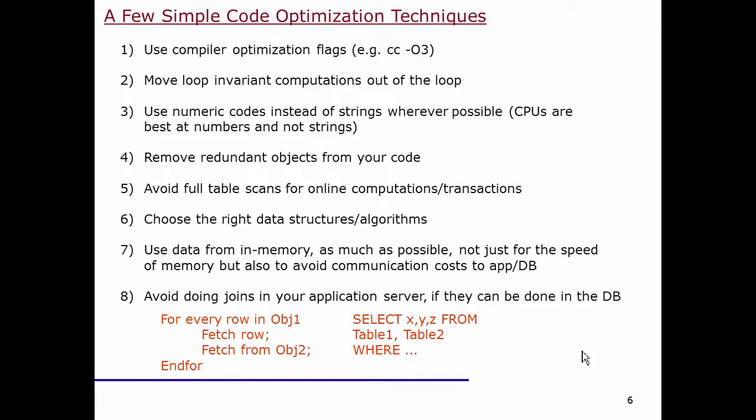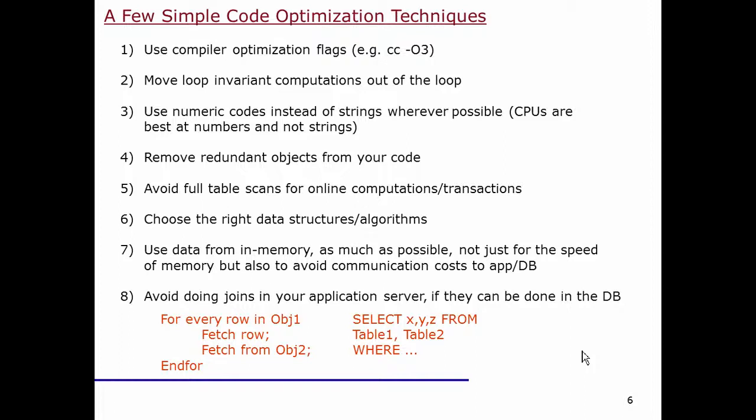The point number 8 is quite important as well, that there is a tendency in object-oriented systems to do a lot of joins on the application server. So if you take the sample code on the left, if you have two objects and you wish to join them, you say for every row in object 1, fetch the row and then join it with a corresponding row in object 2. And these nested loop joins are going to be an extremely costly aspect of access when done in the application server, because you could have millions of rows in the persistent objects.